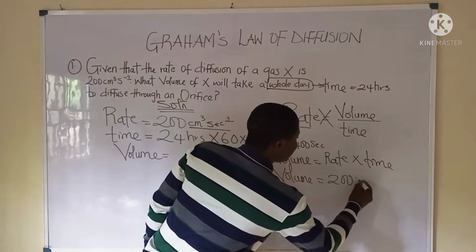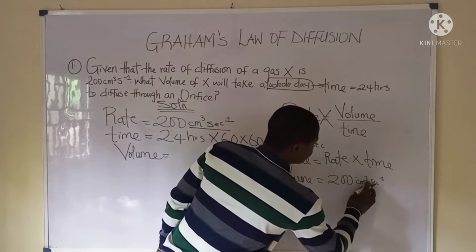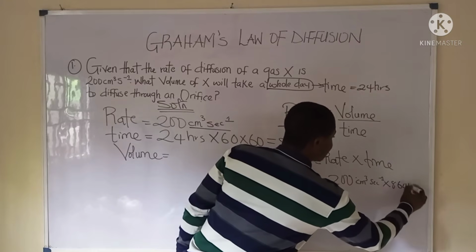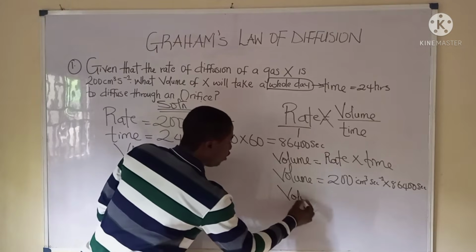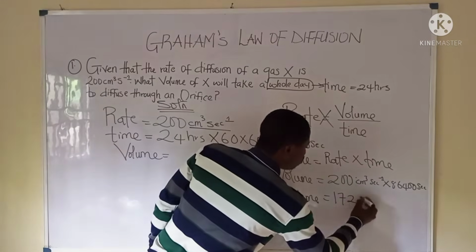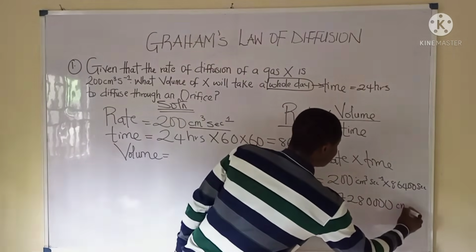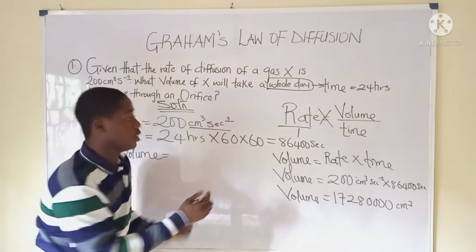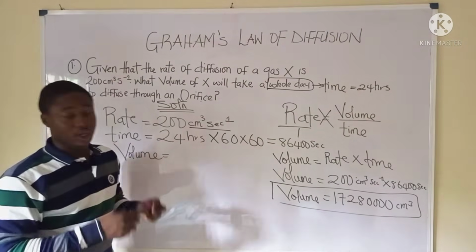So basically, volume becomes, what is the rate? 200 cm³ per second, times the time, 86,400 seconds. So basically, the volume becomes 1,728,000 cm³. Now, this is the volume in cm³. So basically, this is the answer to this question.